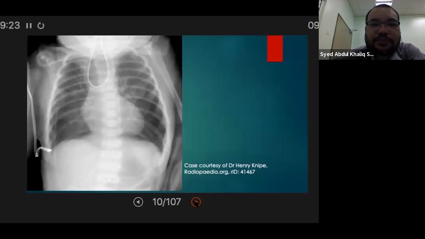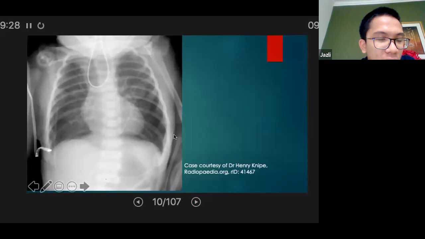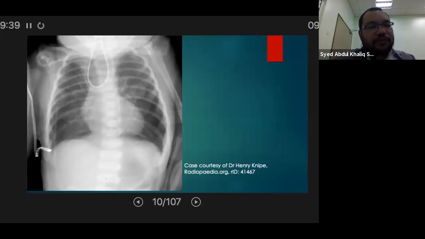Sorry, Dr. Can I ask? Yes. If without the presence of the rice tube, can we know whether it is esophageal fistula or not? No. That is why in newborns, if you do chest X-ray in newborns, you should put a rice tube in.